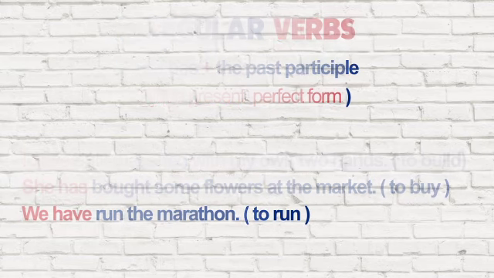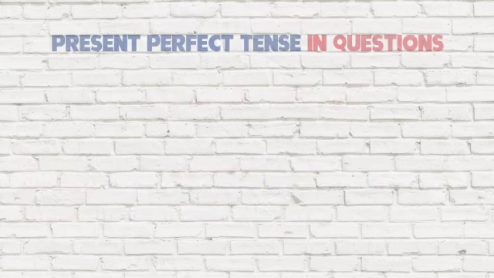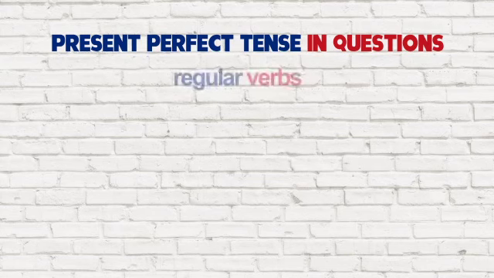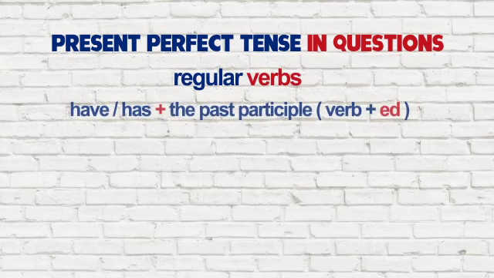Now let's look at the present perfect tense in questions. First, for the regular verbs. Again, we use the auxiliary verb to have and the past participle.